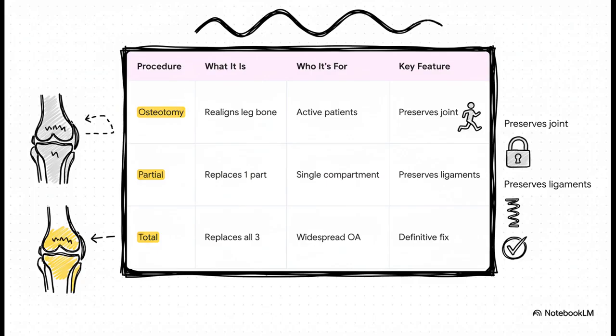First, you have an osteotomy. This is pretty cool. It's a joint-preserving surgery where the bone is realigned to shift your body weight off the damaged part of the knee. It's a great option for younger, more active folks.